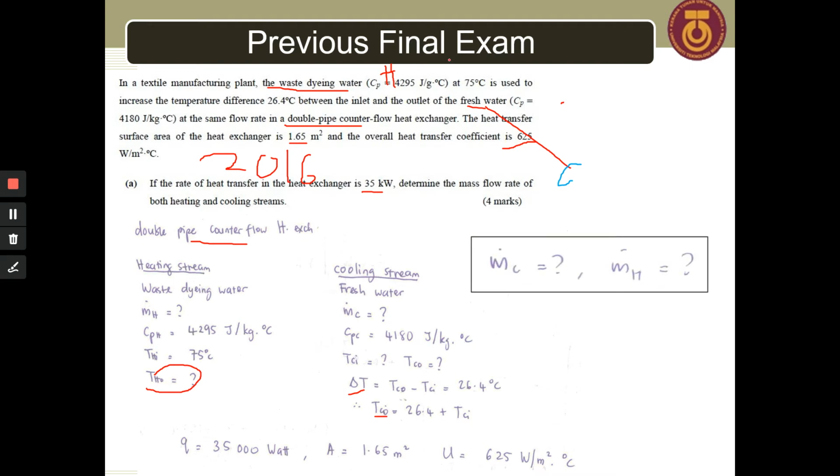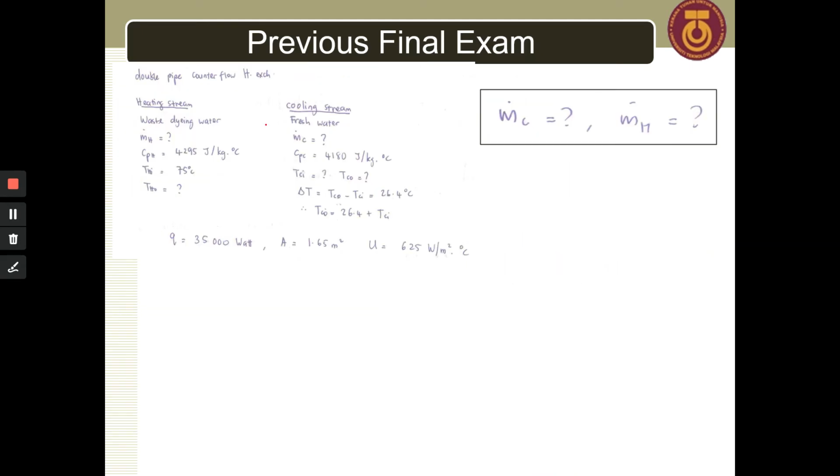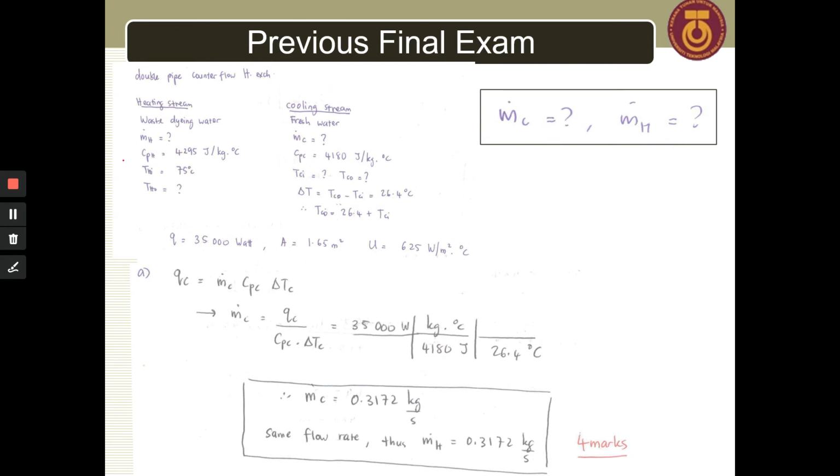Okay, we need to find the mass flow rate. Here it is given that the mass flow rate of the heating stream and also the cooling stream are the same. Okay, same mass flow rate. So then what we can do is, we can calculate using this equation.